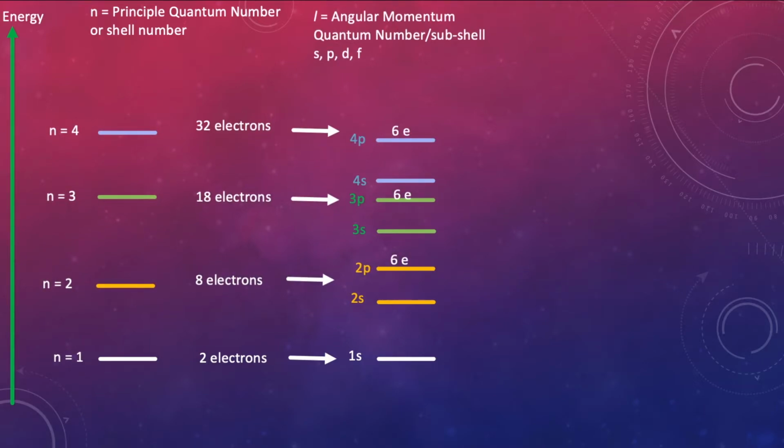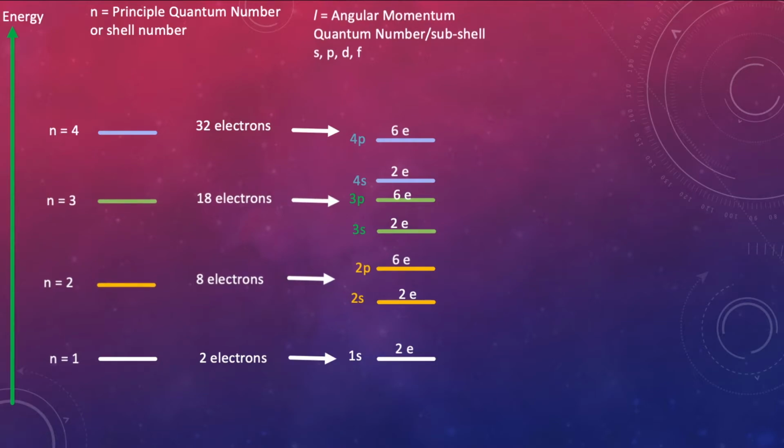So when we put our 6 electrons for the P subshell with our 2 electrons from the S subshell in the second shell, you'll be able to see that we've actually got our 8 electrons. So our second shell is made up of an S and a P subshell.